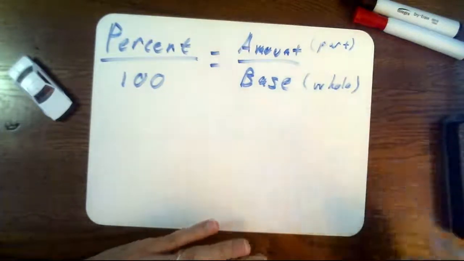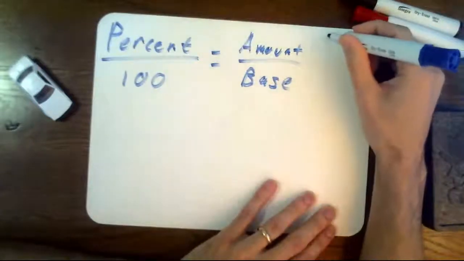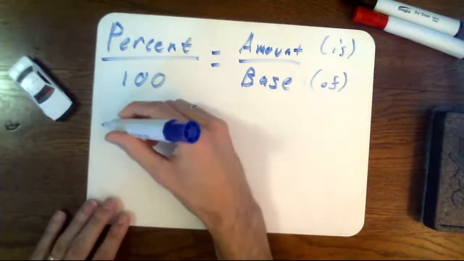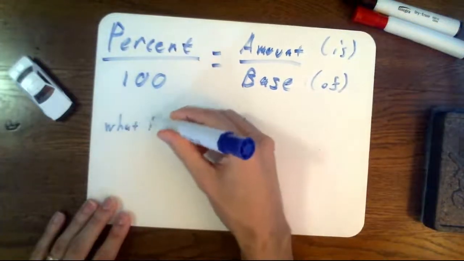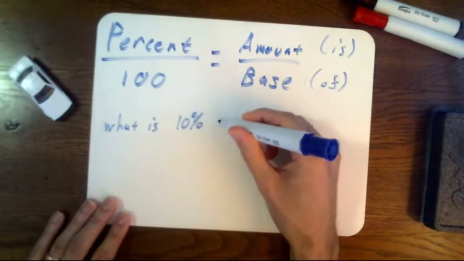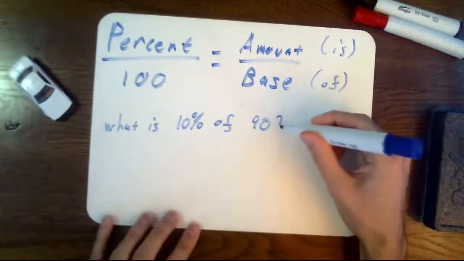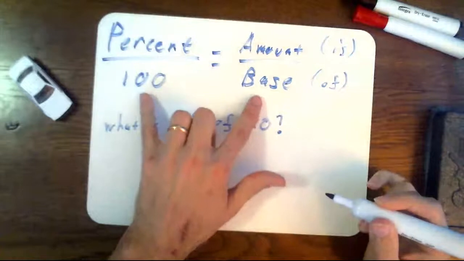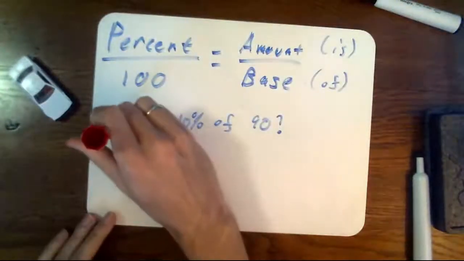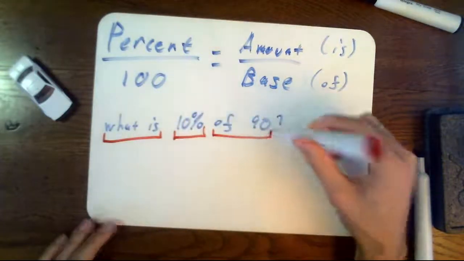And the wording is very, very specific. Is and of. So in a sentence, they're going to say something like, what is 10% of 90? So how do we change this into that? Well, we have to break it down piece by piece. What is 10% of 90?